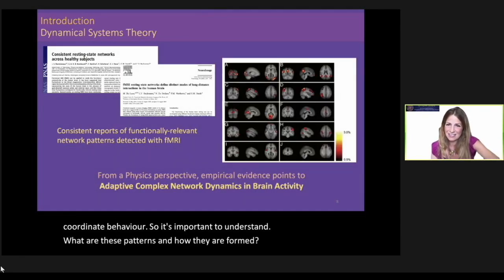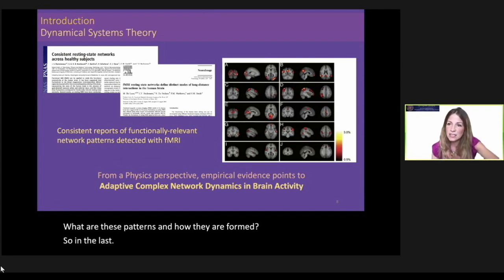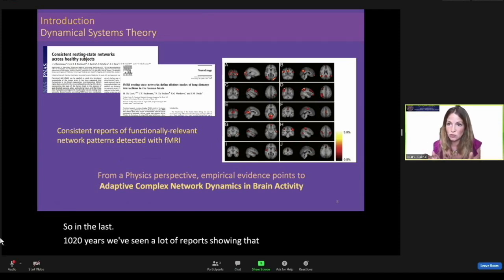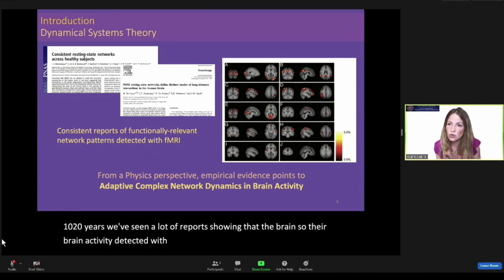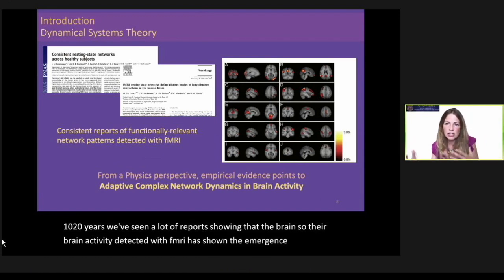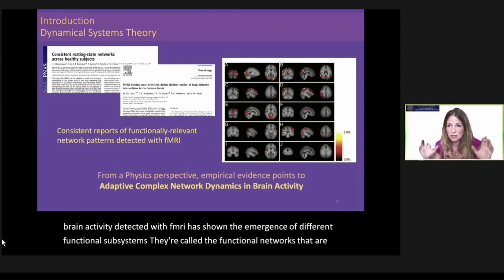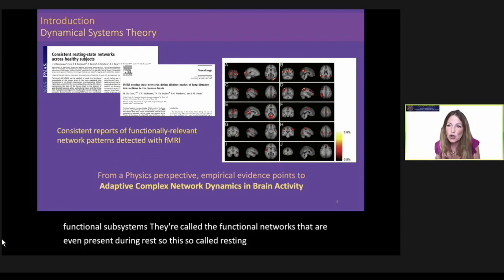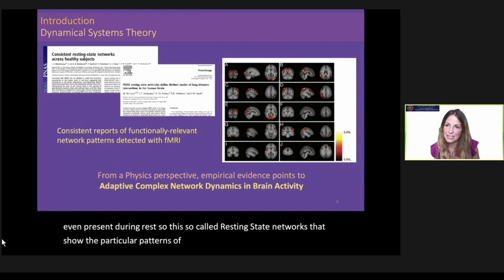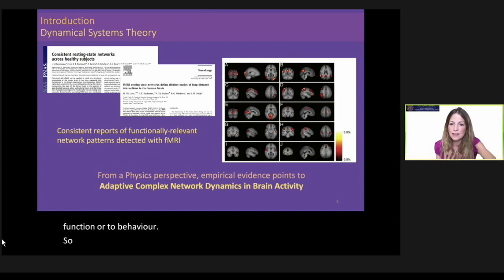In the last 10, 20 years, we've seen a lot of reports showing that brain activity detected with fMRI has shown the emergence of different functional subsystems. They are called functional networks, and they are even present during rest, so these so-called resting state networks show particular patterns of activity that have been linked to brain function or to behavior. So from a physics perspective, this empirical evidence points to the existence of an adaptive complex network dynamics in brain activity.